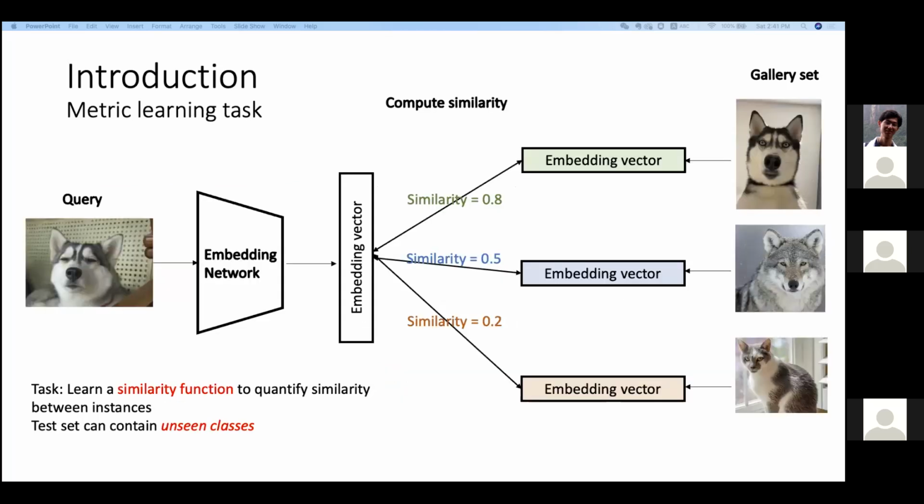In contrast, metric learning is to learn a similarity function to quantify the similarity between instances. An image goes through an embedding network, and then the embedding vector is directly used to compare the similarity with other images. An application scenario is image retrieval. Given a query image, I'm going to find the most similar image in the gallery set. Since the output is a similarity, the test set can contain unseen classes. Okay, I think this is quite straightforward, and everyone feel free to raise questions here.